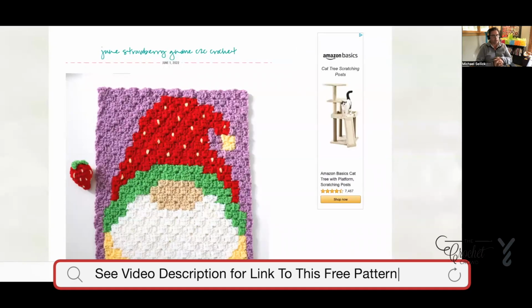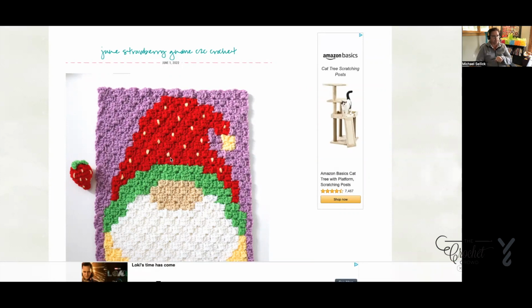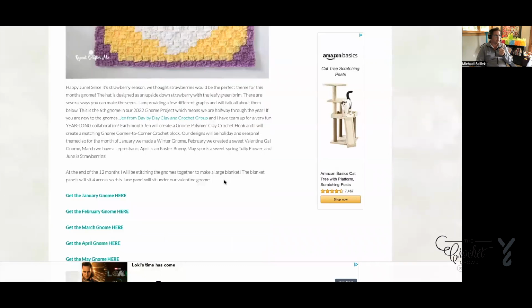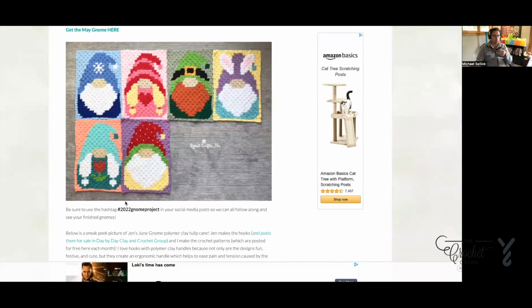It is the year of the gnomes with our friend Sarah at Repeat Crafter Me for 2022, and each month there is a new gnome coming out in C2C format. In June, at the time of recording on June 6th, it was the June strawberry gnome, and you can see it's really quite cute. They're being puzzled together with other months. You have the Easter, you have other months of the season, just like you see. And as the year progresses, you get more and more of these gnomes that she's presenting.